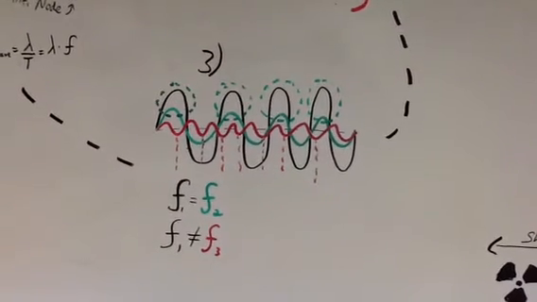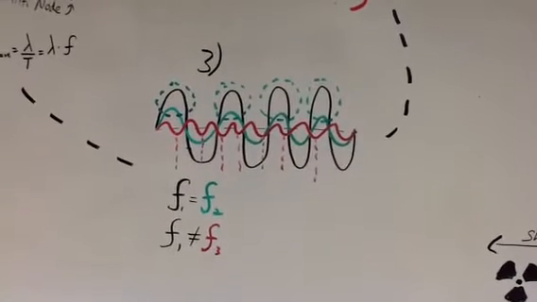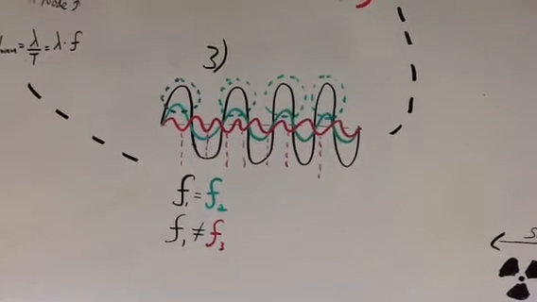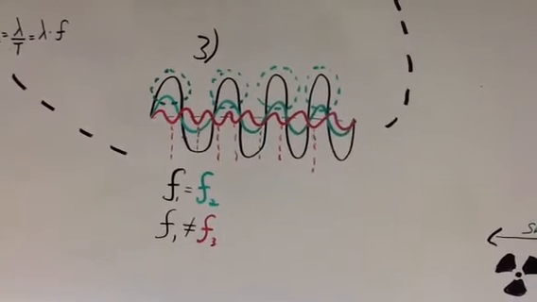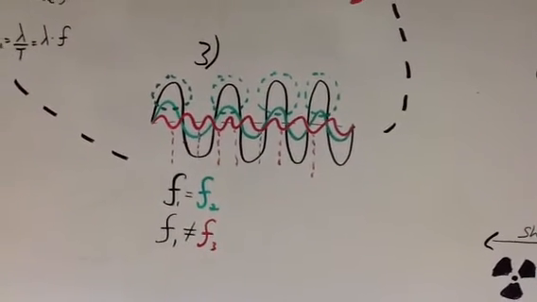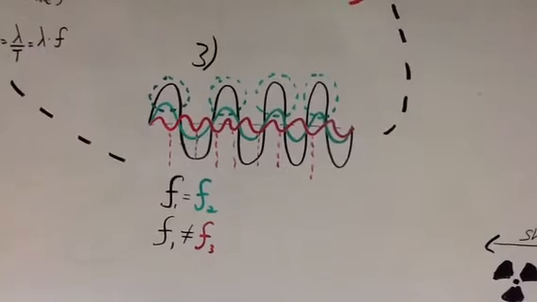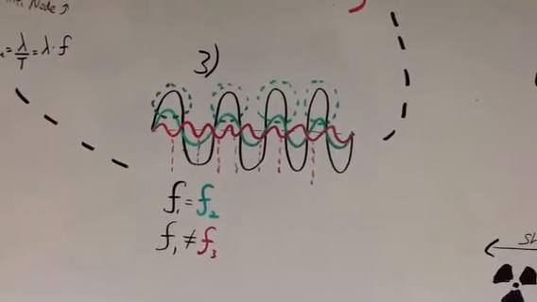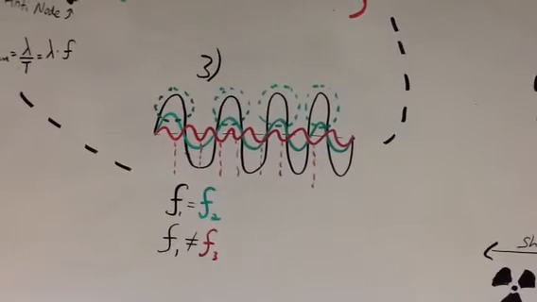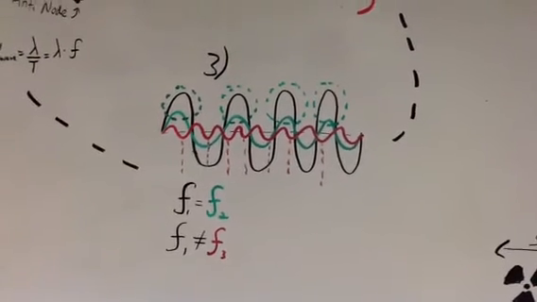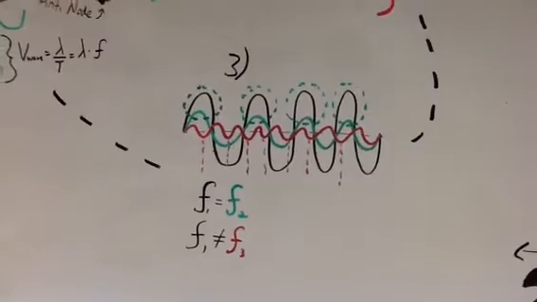Now, the red wave, on the other hand, doesn't resonate with either of these. The red wave has a totally different frequency. It doesn't match either of them. If you look at the dotted lines going down, they match up sometimes with the crest, sometimes with the trough, and sometimes in between. So the red wave is not resonating. It's not matching frequencies.